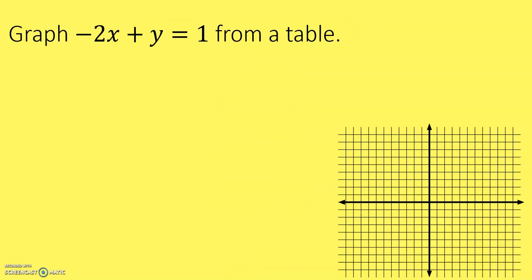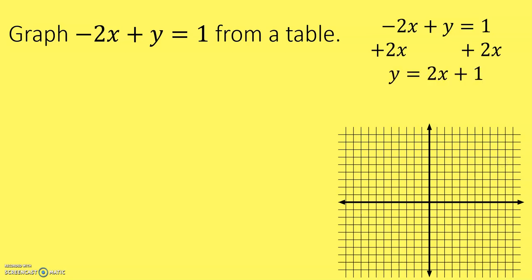We're going to graph -2x plus y equals 1 from a table. First thing we want to do is get it in y equals form. So here's our equation. In this case, we're going to add 2x to both sides. There is no coefficient of y, so y equals 2x plus 1.